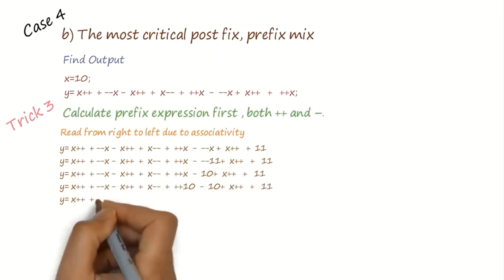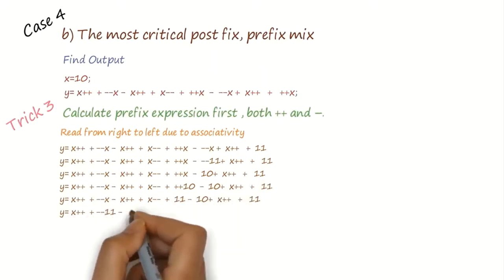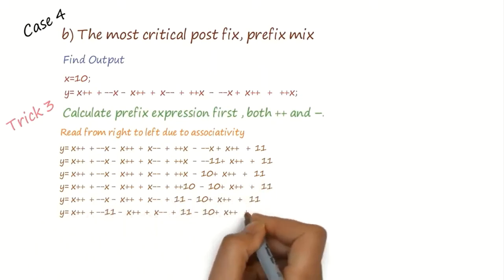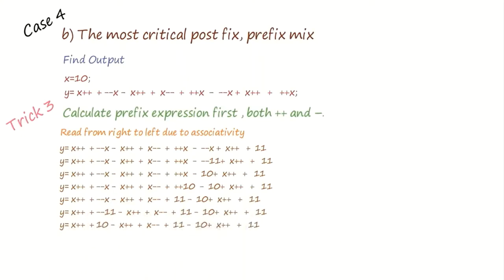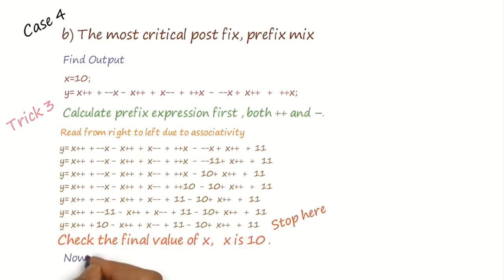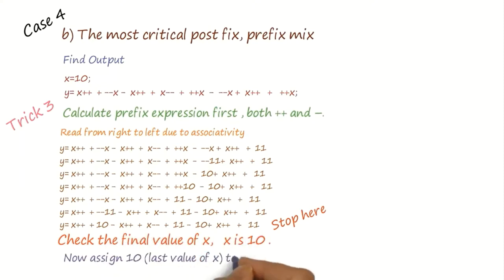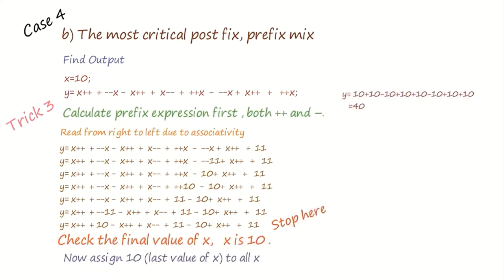So now x becomes 10. Then we have plus plus x, which makes x equal to 11. Then we skip the next two postfix and we get minus minus x, which makes x equal to 10. There are no more prefix operations left, hence we get the final value of x as 10, and calculating y, we will assign the current value of x to all the x variables. Then after calculation y is equal to 40.